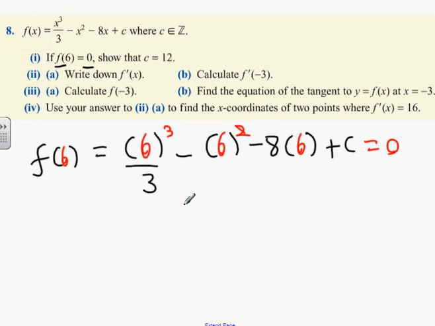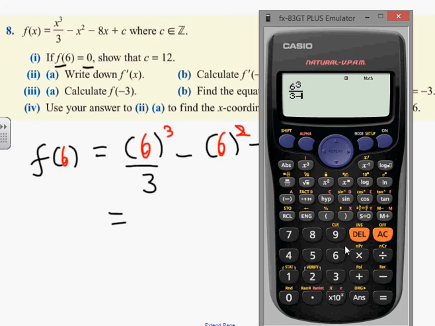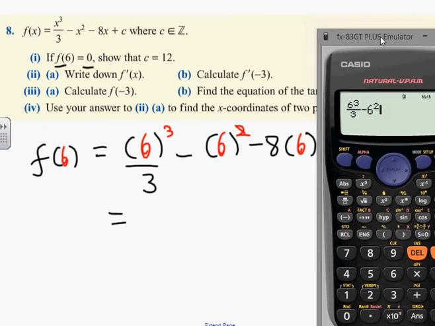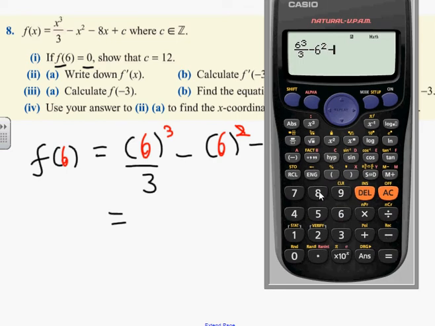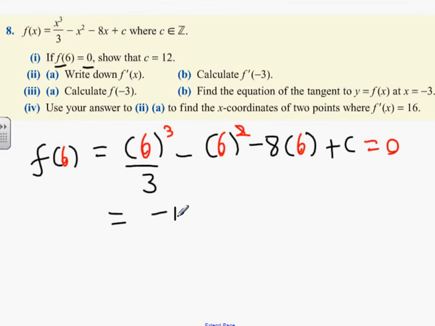What you do here is 6 cubed over 3, okay? And then you have minus 6 squared after that. So press right, minus 6 squared. And then once that's done, you then do minus 8x. So minus 8 times what, guys? 6. And then you can't put C into your calculator, or if you can, it's no use to you. So it's minus 12. So you have minus 12.